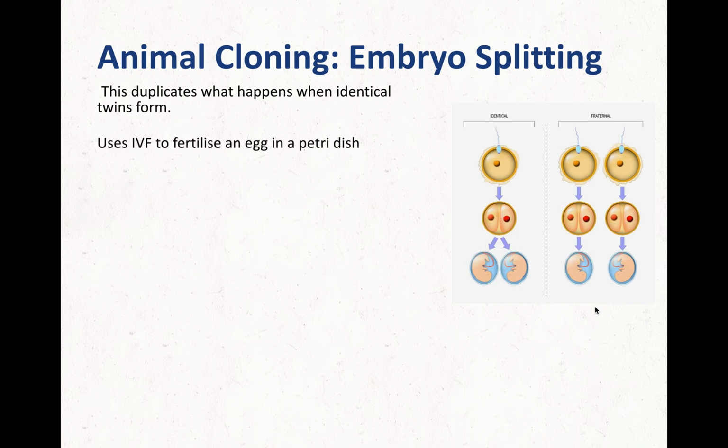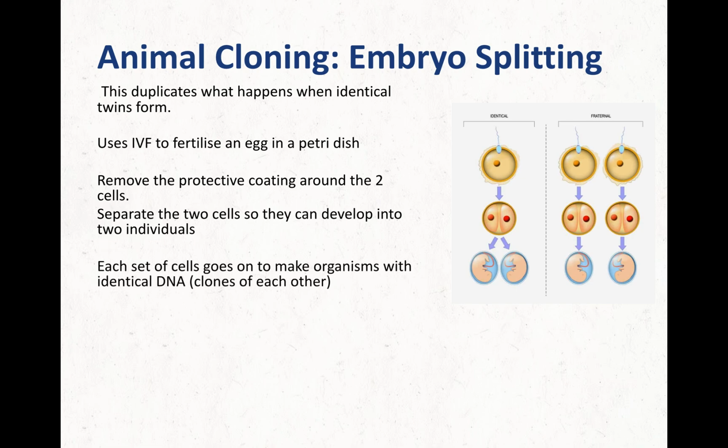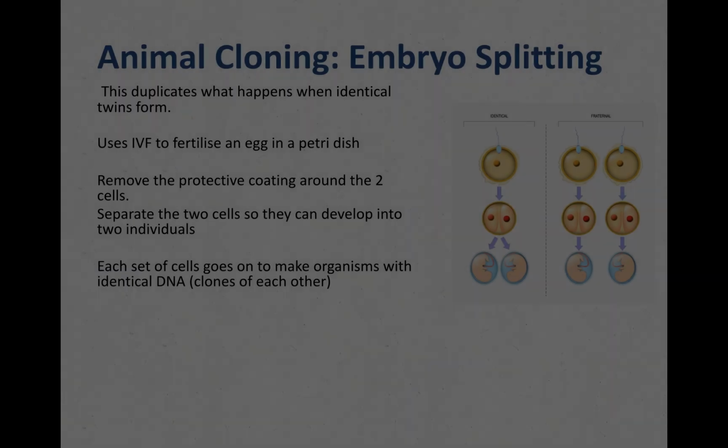So in animal cloning, where they use this procedure, they use an IVF process to fertilize an egg in a petri dish. They remove the protective coating around the cells that are produced. They separate the cells. So now you've got two separate lots of organisms growing that are identical to each other and can be implanted into different animals to make two identical organisms.